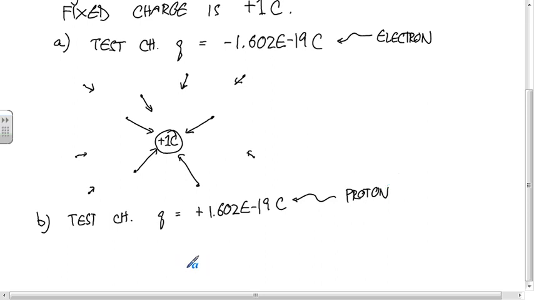Okay, so what does this electric field look like? So there's our fixed charge of plus 1 coulomb. Is this force attractive or repulsive? And does the magnitude get bigger or smaller as you get farther away? Smaller still. And so this time the electric field looks the same, except the arrows are all going the other direction.